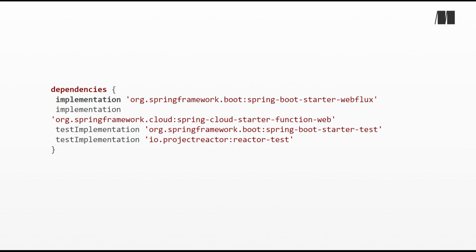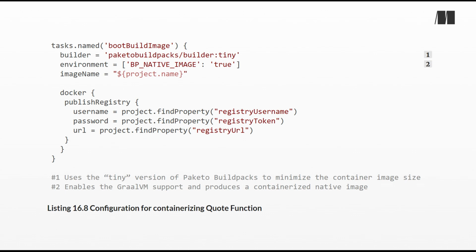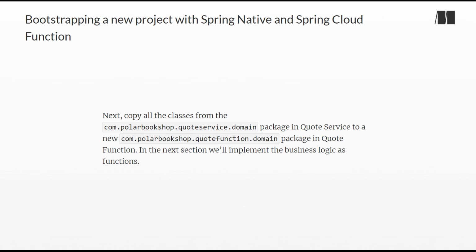See this code. Then you can update the Cloud Native Buildpacks configuration in build.gradle, much like we did for Quote Service. Listing 16.8. Configuration for containerizing Quote Function. Next, copy all the classes from the com.polarbookshop.quoteservice.domain package in Quote Service to a new com.polarbookshop.quotefunction.domain package in Quote Function. In the next section, we'll implement the business logic as functions.